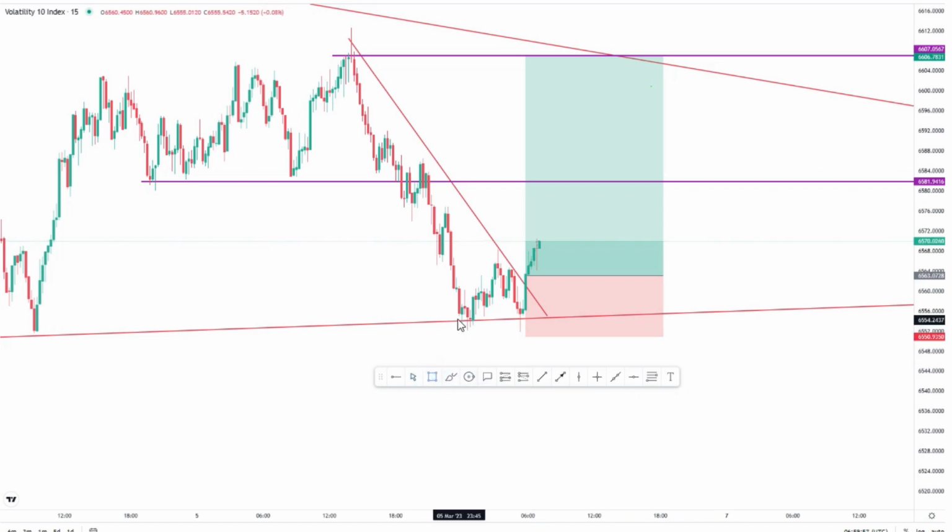The price has given me a signal to enter here, which is the double bottom. I wait for the price to create a reversal pattern at my zone. If you look, you can see a red line here. This is not just a support, but a descending triangle pattern.